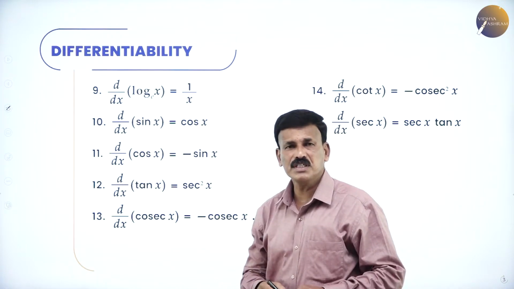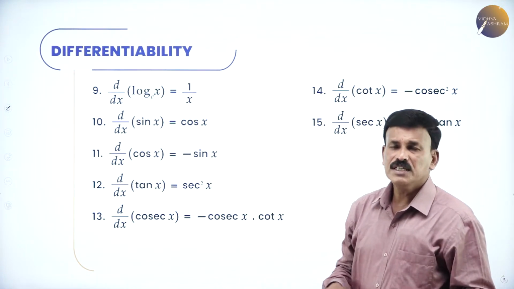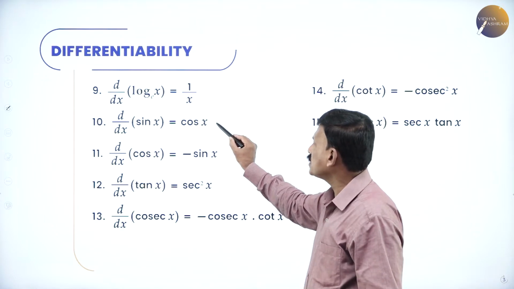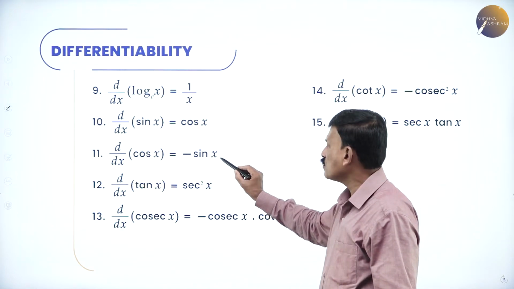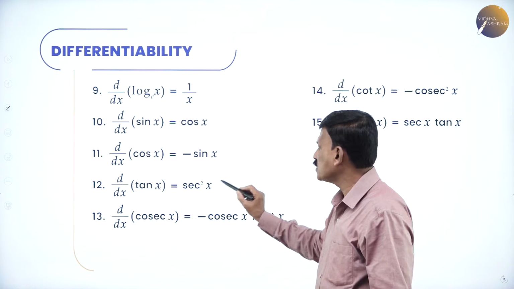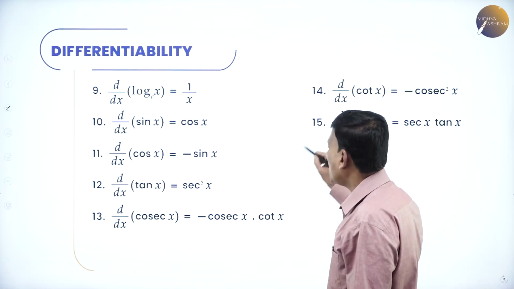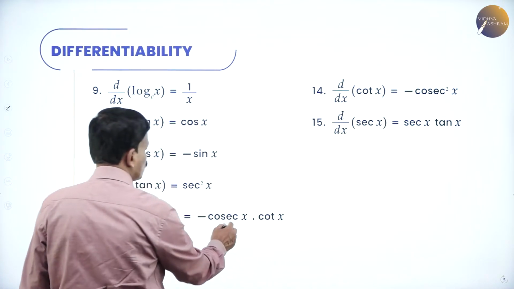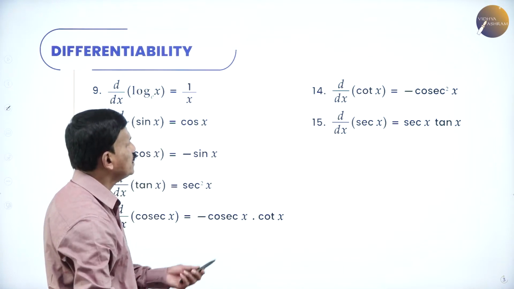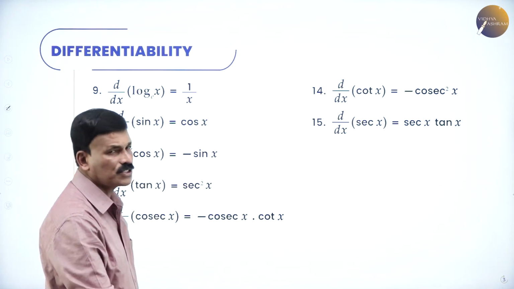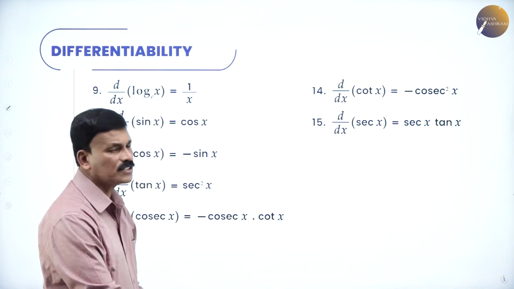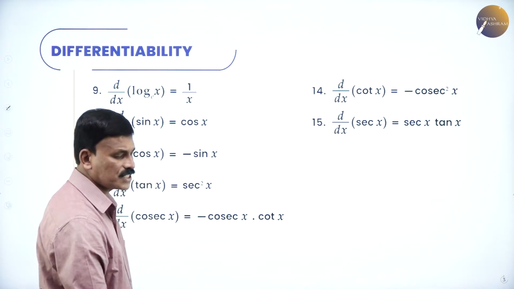And differentiations of trigonometric functions you might have studied. d by dx of sin x is equal to cos x, and d by dx of cos x is equal to minus sin x. d by dx of tan x is equal to secant square x, and d by dx of cosecant x is equal to minus cosecant x cot x, and d by dx of cot x is equal to minus cosecant square x, and d by dx of secant x is equal to secant x tan x.